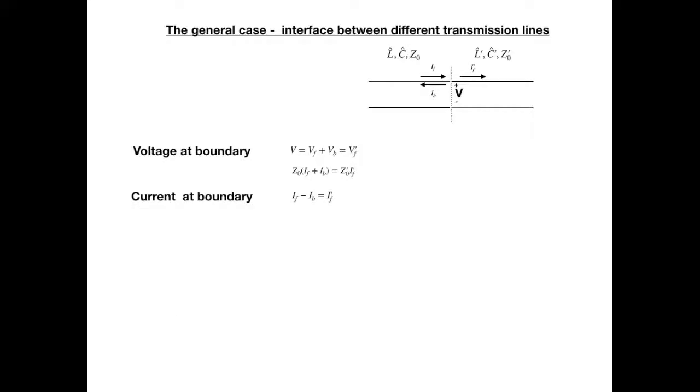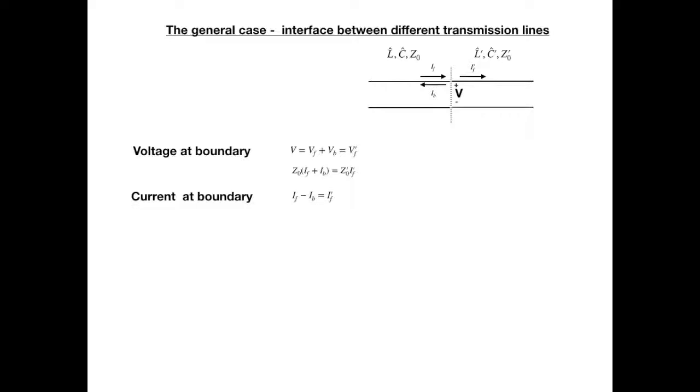Now let's look at the general case where we have two transmission lines, but they have different capacitance and inductance per unit length. The left side has L hat and C hat, and the right side has L prime hat and C prime hat. The current going forward is I sub F, and the current going backwards is I sub B. That's on the left side. On the right side of the transmission line, we have only forward current, I prime sub F, and the voltage at the interface is V.